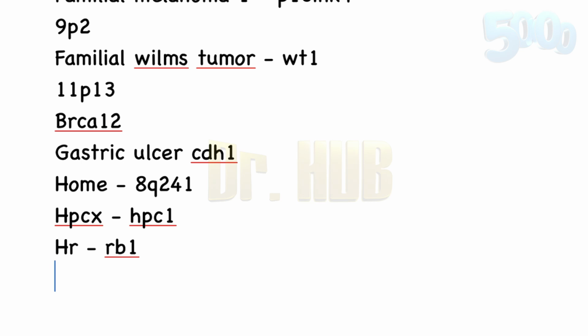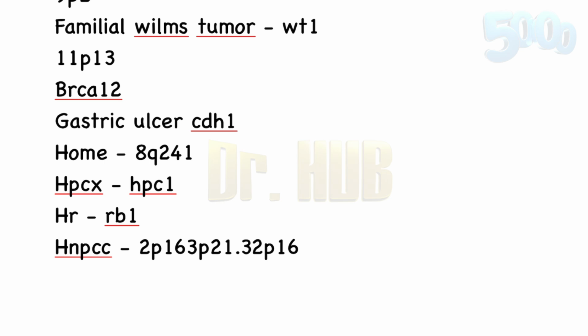The hereditary non-polyposis colon cancer, we are writing it as HNPCC. It involves MSH2, MLH1, MSH6, and PMS2. And the chromosomes include 2p16, 3p21, and 2p16. So this is what is involved. Now looking at hereditary papillary renal carcinoma, it is MET, and also 7q31.